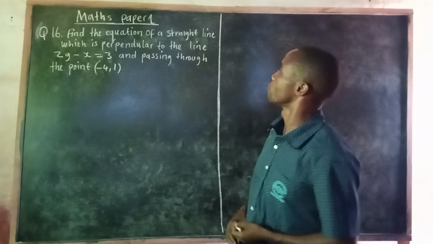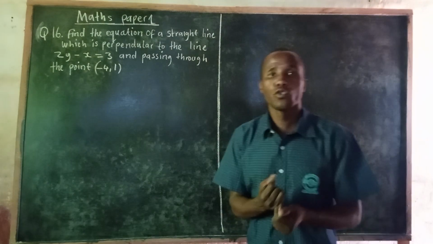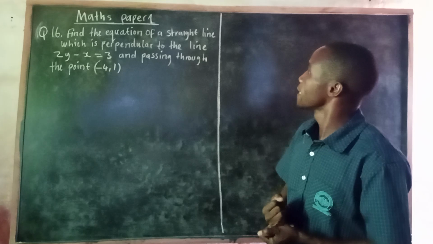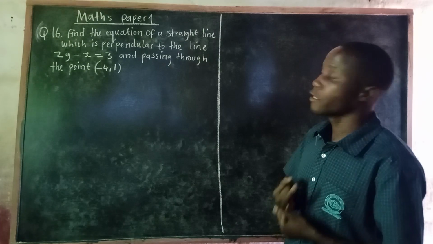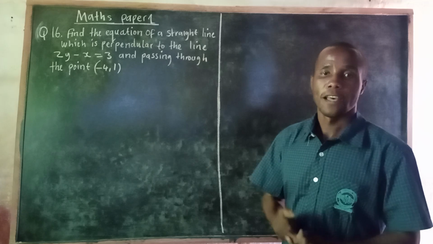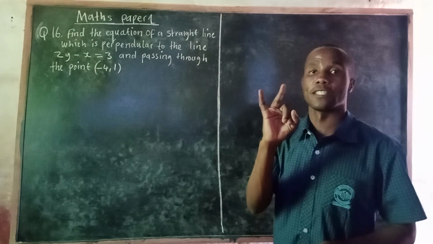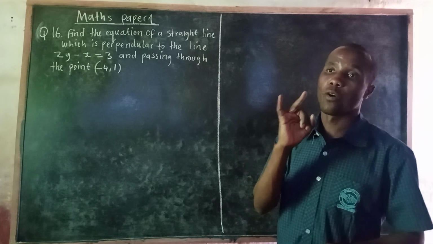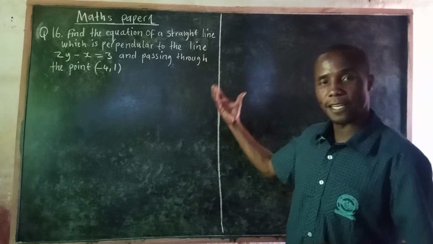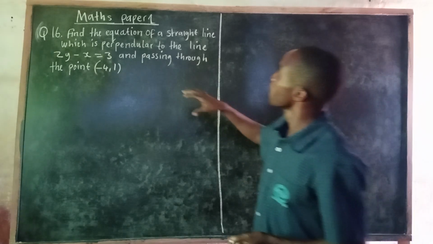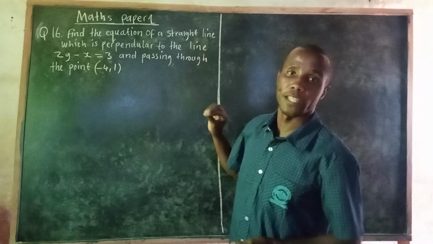What are those items? First of all, you should make sure that the gradient is made available and also the coordinates. You should look at these two things, very important. How are we going to identify that? You get back to the question and see if at all you are given the gradient and also the coordinates.